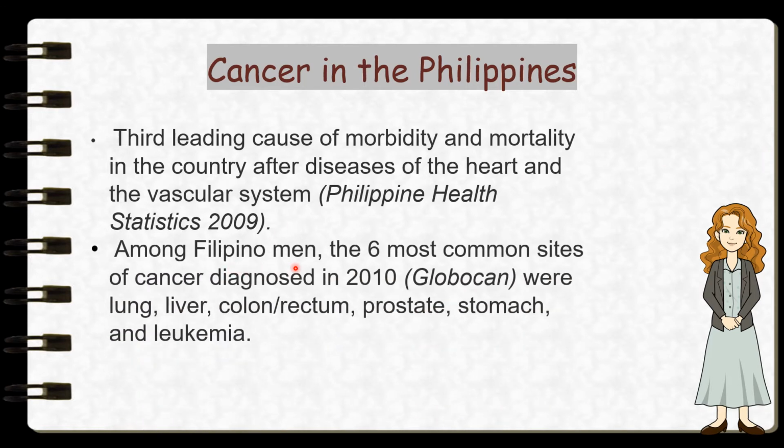So among Filipino men, the 6 most common sites of cancer diagnosed in 2010 were lung, liver, colon or rectum, prostate, stomach, and leukemia. Okay. So, why is that? Right? Because many of us are smokers. Then, our country is very polluted. Drinking is also common among us. Even at the corner, you can see people drinking. Our diet, we love fatty food. That, etc.